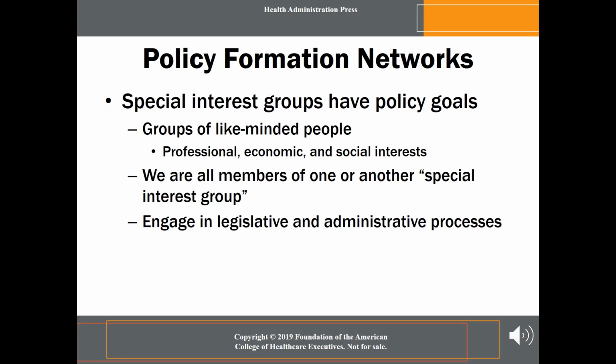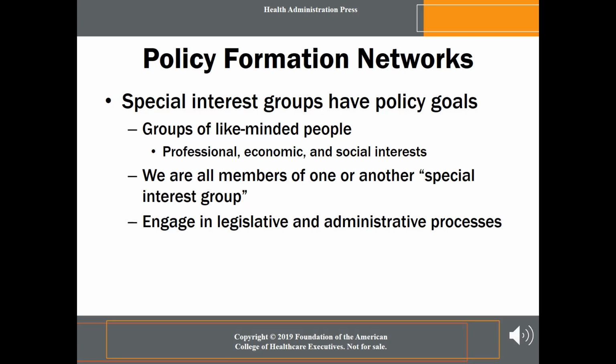Special interest groups play a significant role in the legislative process. Many consider the term special interest group to be pejorative and decry the group's influence on the legislative process. There's no doubt that there's some truth to this perspective, particularly as it relates to the campaign contributions that take place. That aside, consider that nearly everyone in the healthcare community is a member of one or more such groups.